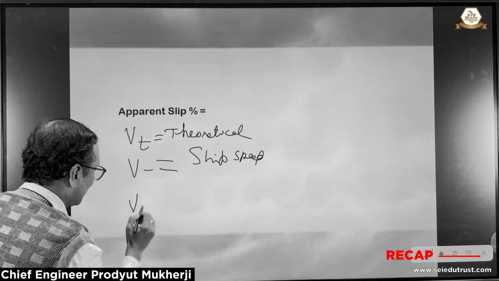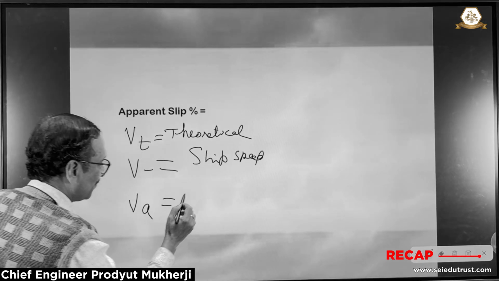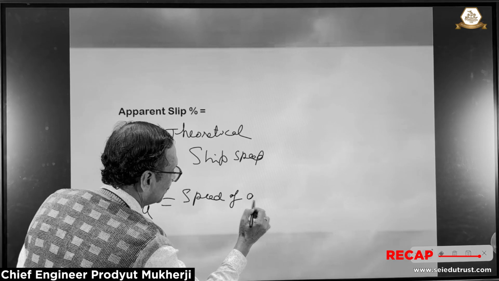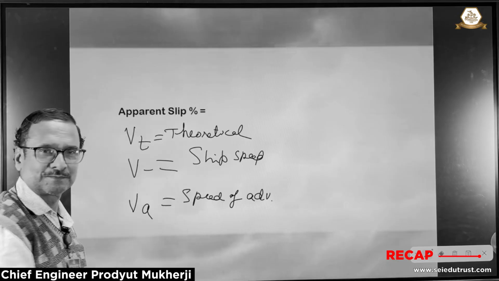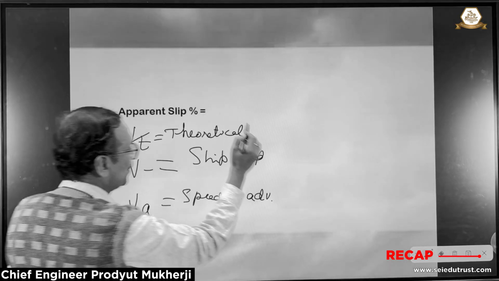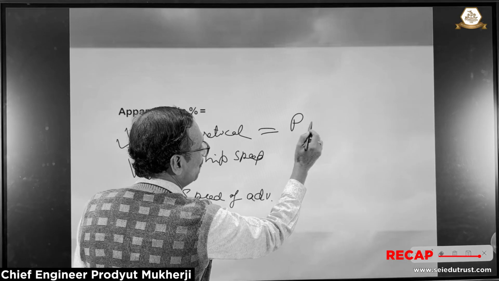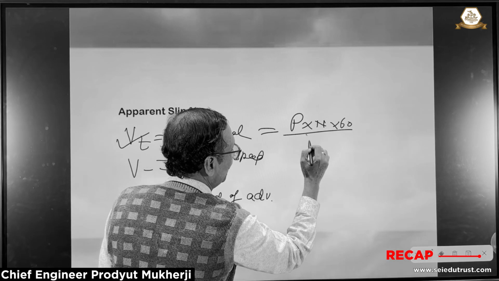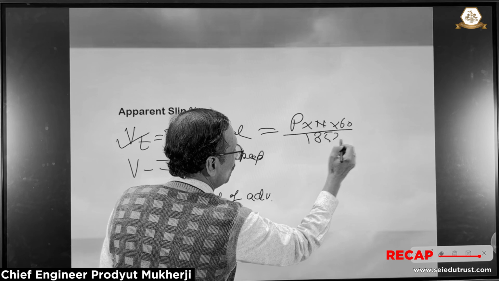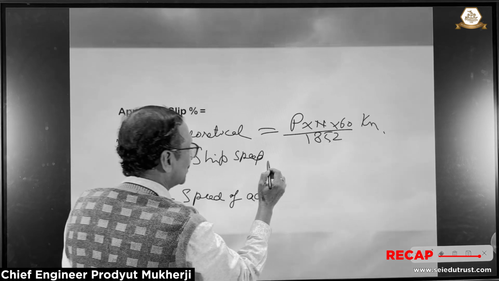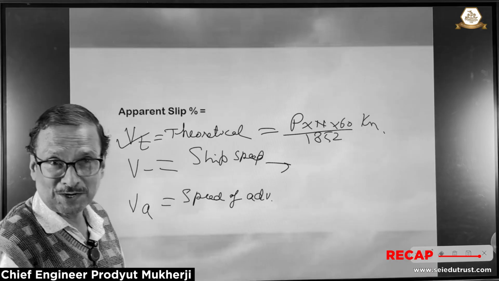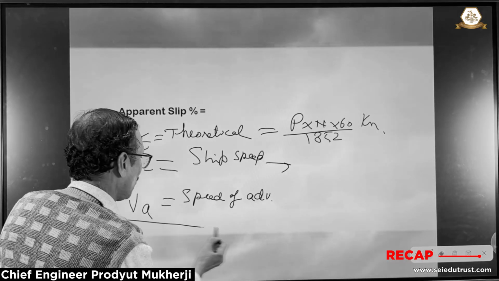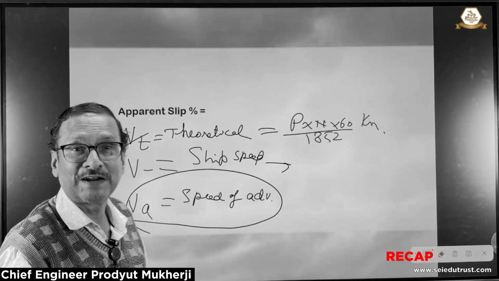And the last speed is VA, which is called the speed of advance. Theoretical speed, we know the formula already, I have told you: pitch into RPM into 60 divided by 1852 knots. The ship speed, you are an expert, you will get from the GPS. Now let us see what is this speed of advance.